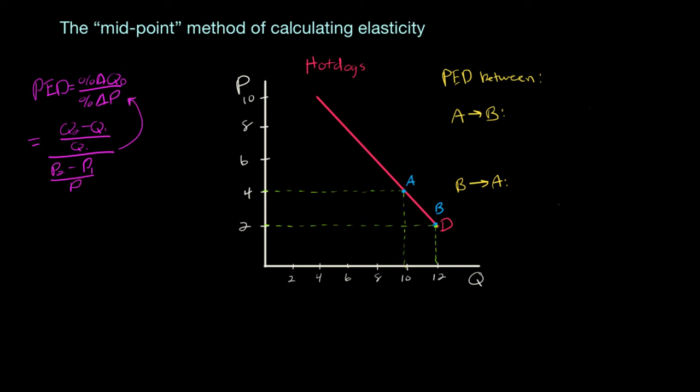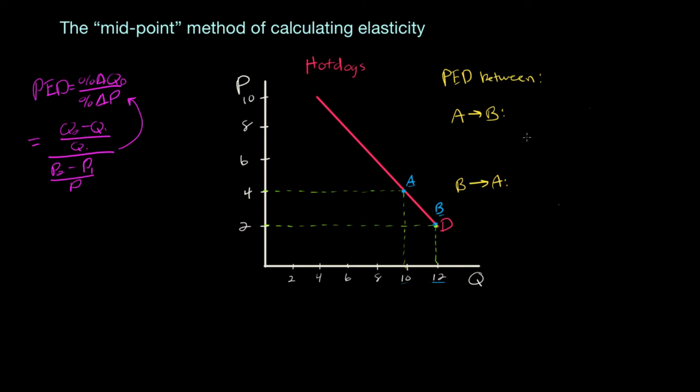But there's a bit of a flaw with using this method. We're going to demonstrate that now. Let's go over to our demand curve for hot dogs. We've got 2 points of the demand curve, point A and point B. Notice that at point A, the price is $4, and at point B, the price is $2. At point A, the quantity demanded is 10, and the quantity demanded at point B is 12.